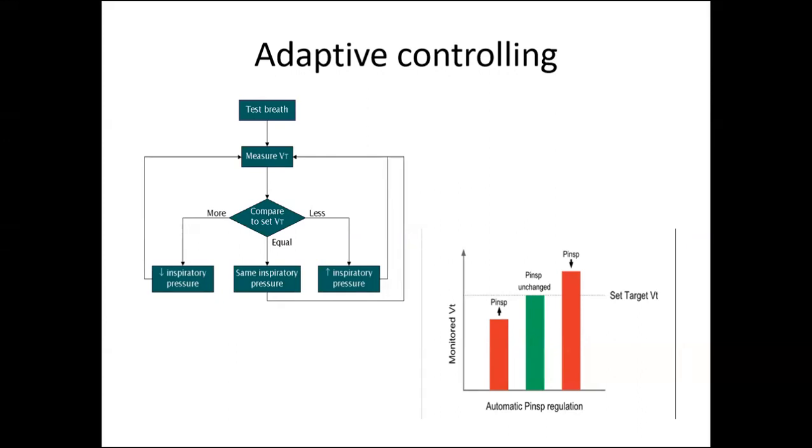So what will happen now? The tidal volume delivered will be less. From 180, it will become only 160. So what is the ventilator going to do now? It is going to increase the pressure for the next breath.